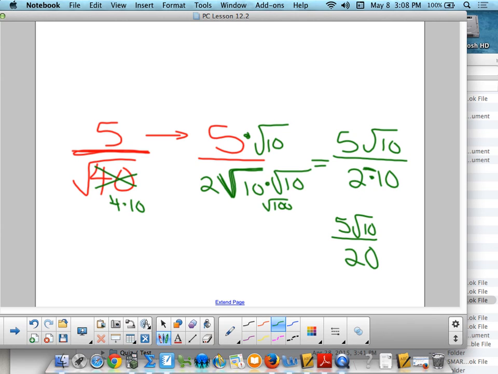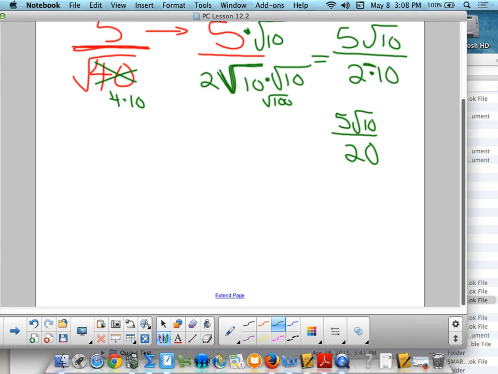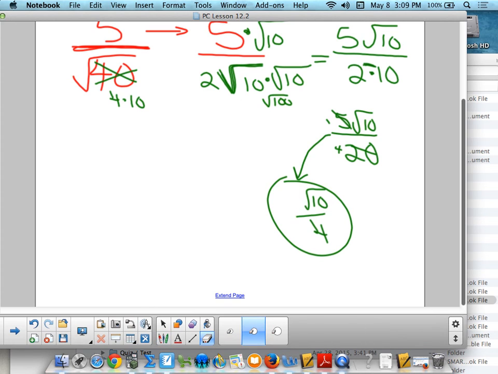That's okay. But 5/20 reduces to what? 5 goes in once, and 5 goes in 4 there. It's 1/4. You know, a lot of people don't put the 1 though, they just leave it. Why do I need 1? It's just square root of 10 over 4. Okay.